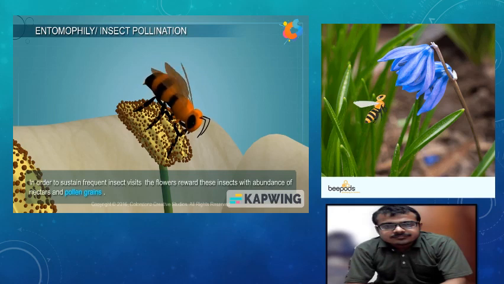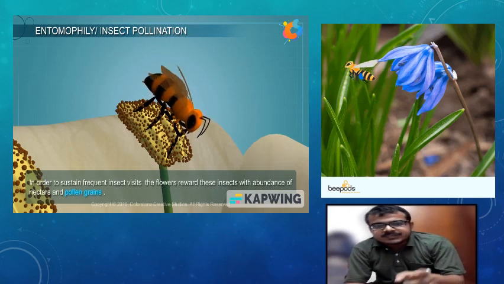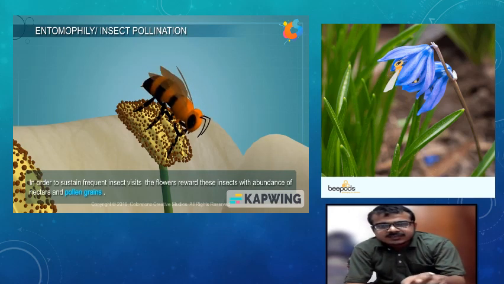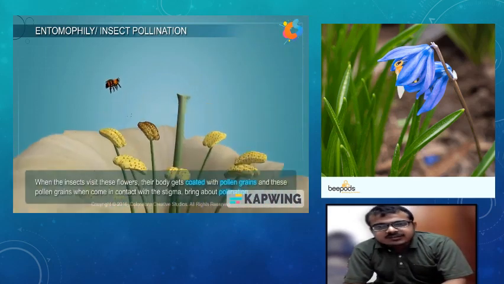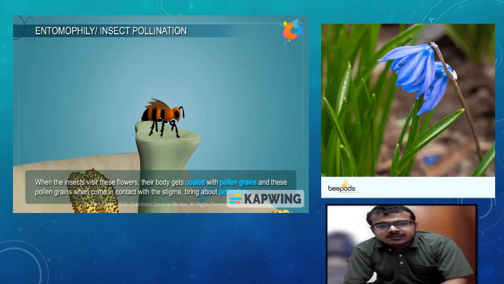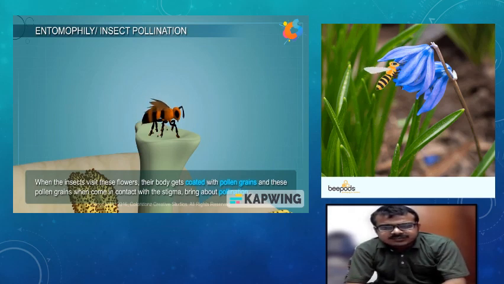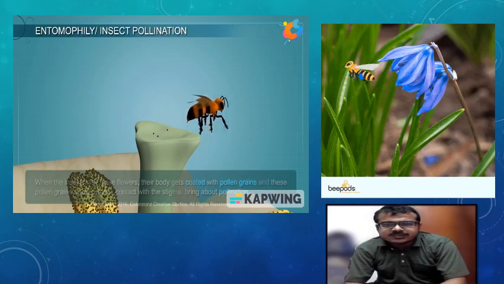In order to sustain frequent insect visits, flowers reward the insects with an abundance of nectar and pollen grains. Now they are flying and when the insects land on these flowers, their body gets coated with pollen grains. If they land on the anther, then there will be no pollination. But here it is landing on the stigma. And now the pollen grains from its body come in contact with the stigma. See how the pollen grains are getting attached to the stigma. In this way, pollination takes place by insects.